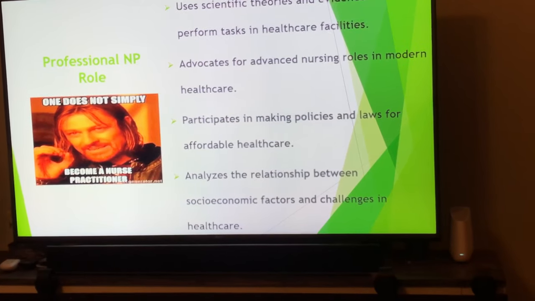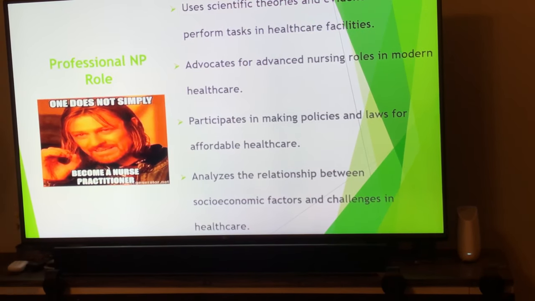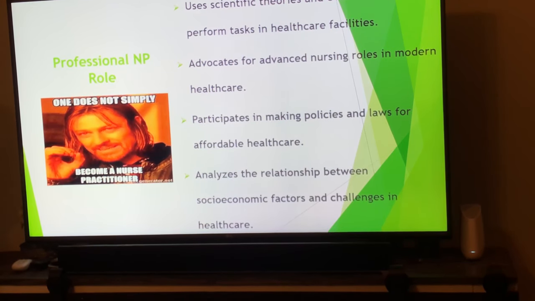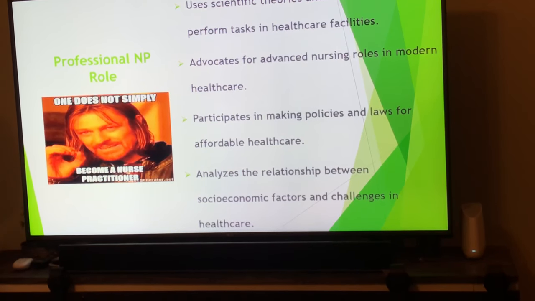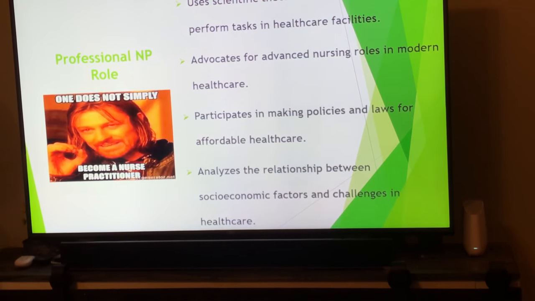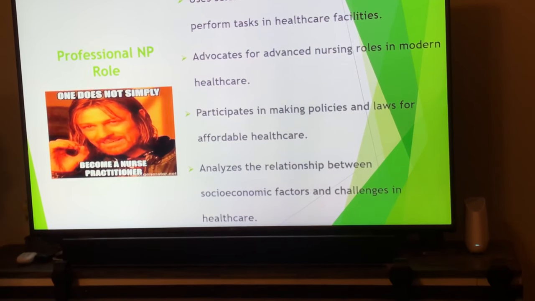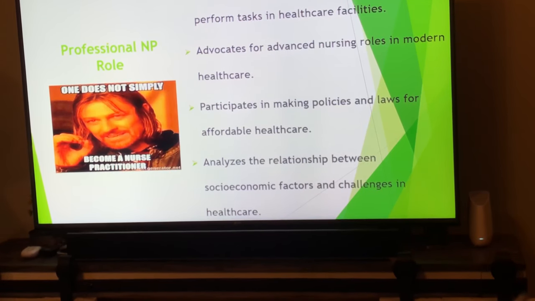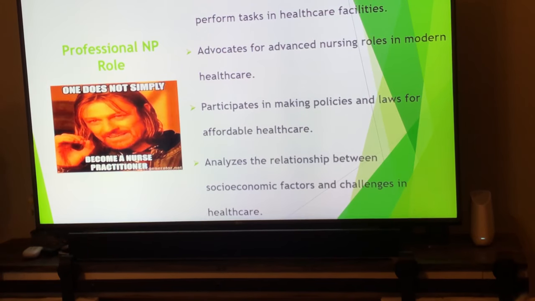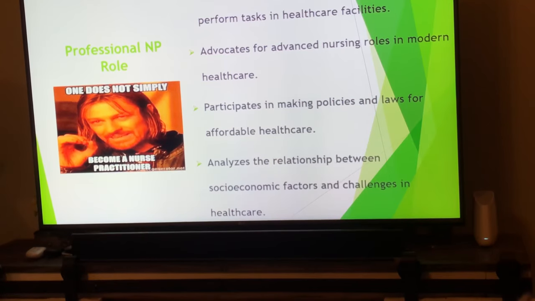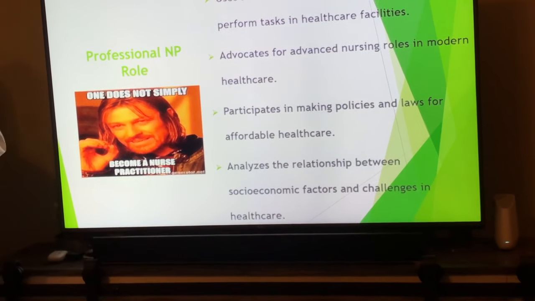One more role is the professional NP role, and just in general, we use scientific theories and evidence to perform tasks in healthcare facilities. We advocate for advanced nursing roles in modern healthcare. We participate in making policies and laws for affordable healthcare, and we analyze the relationship between socioeconomic factors and challenges in healthcare. One does not simply become a nurse practitioner, one earns becoming a nurse practitioner.